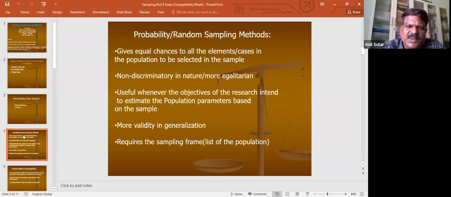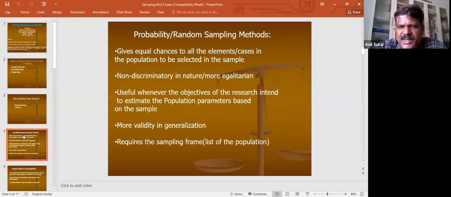The basic provision of the random sampling method is that it gives equal chances to all elements, all cases in the population, to be selected. Like most of you must know, the lottery method. A probabilistic random sample is also selected with the help of random number tables. But the lottery method is the best illustration you can imagine. What does it mean to give equal chances to all the cases?